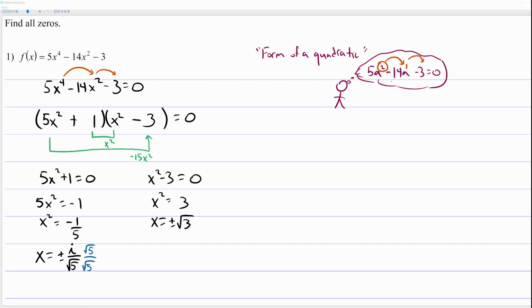So the two zeros that you get from that factor are plus or minus i square root 5 over 5. And there you go. Here are two of our zeros. Here are the other two zeros, and we're done. So don't forget this technique of looking for the form of a quadratic. It's really powerful. See you next time.